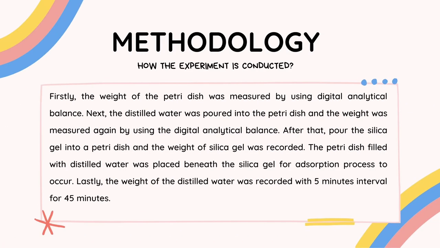How is the experiment conducted? Firstly, the weight of the petri dish was measured by using a digital analytical balance. Next, the distilled water was poured into the petri dish and the weight was measured again by using the digital analytical balance. After that, the silica gel was poured into a petri dish and the weight of the silica gel was recorded. The petri dish filled with distilled water was placed beneath the silica gel for the adsorption process to occur. Lastly, the weight of the distilled water was recorded at 5 minute intervals for 45 minutes.